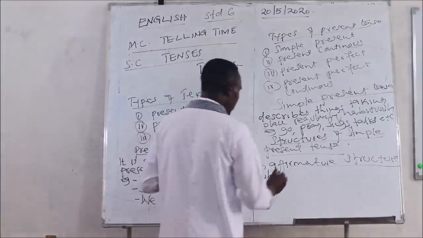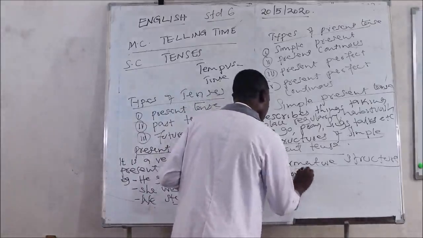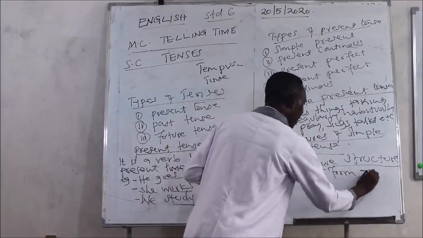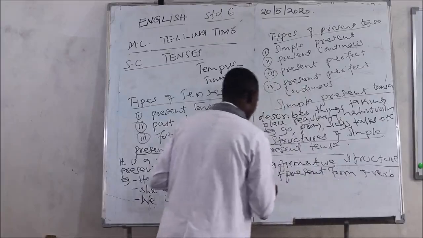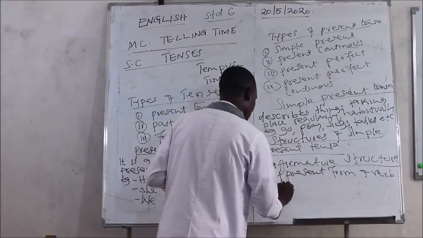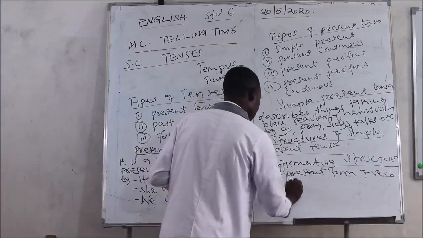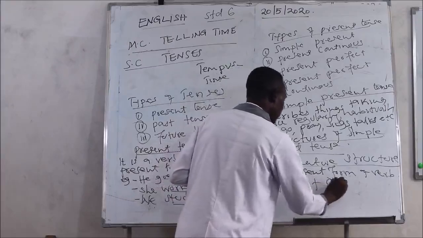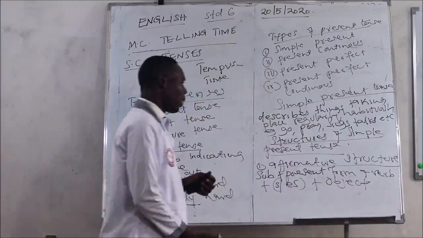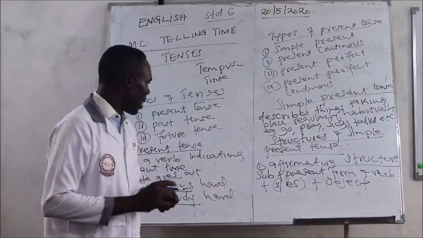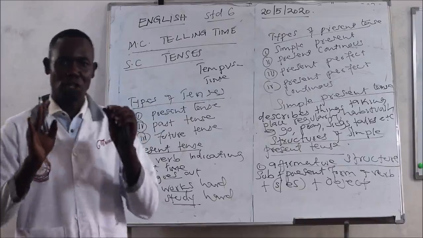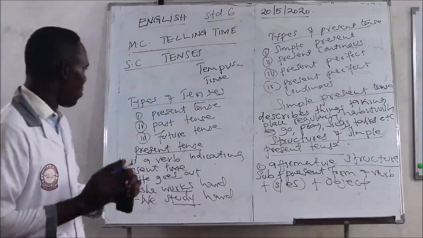Then after using a subject, we use present form of verb plus s or es form of verb plus object. So that one is the structure of a simple present tense. We are using a subject plus present form. This present form of a verb is also called the base form of a verb.